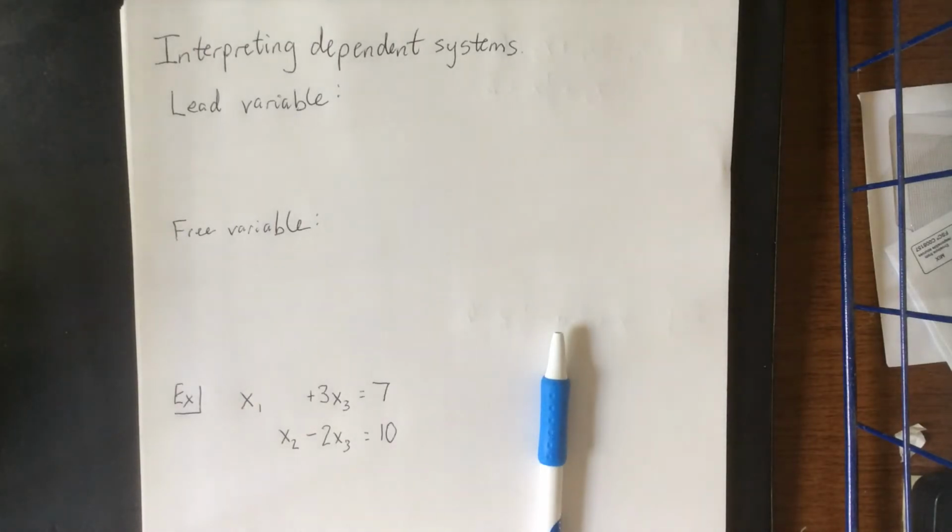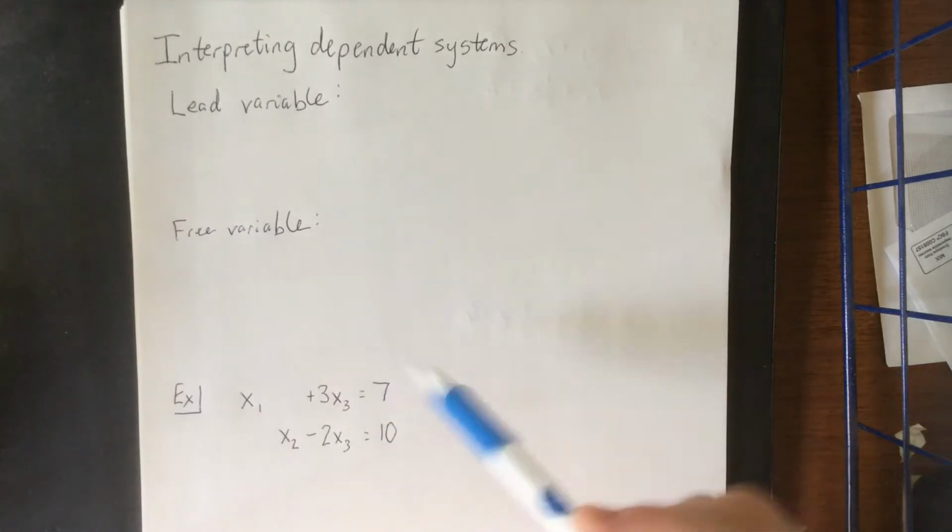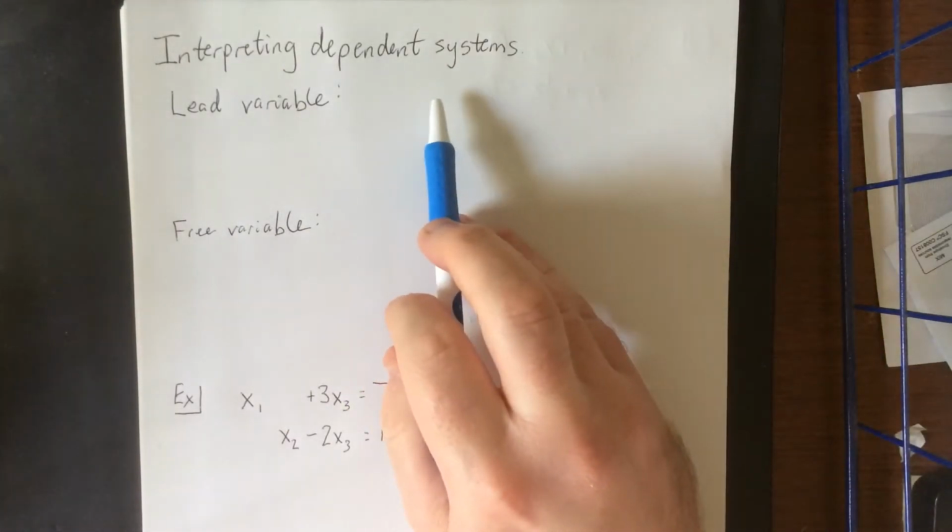I would imagine something that we've seen plenty of in our previous math classes is examples of both consistent systems as well as inconsistent systems. What I'd like to do in this video is talk about how to interpret a dependent system. A dependent system, by definition, is one that has an infinite number of solutions.